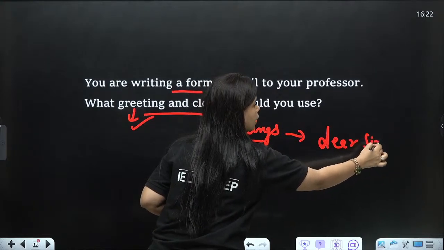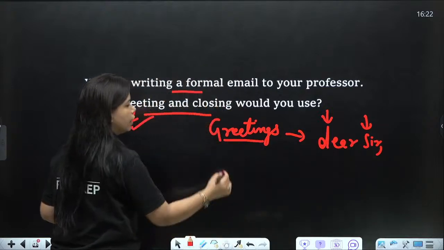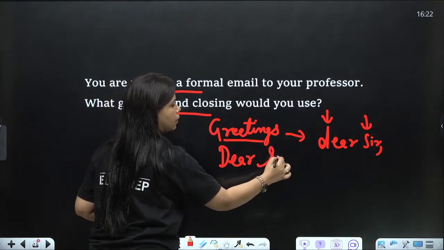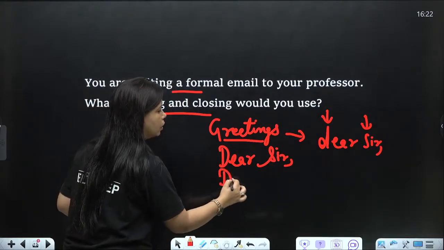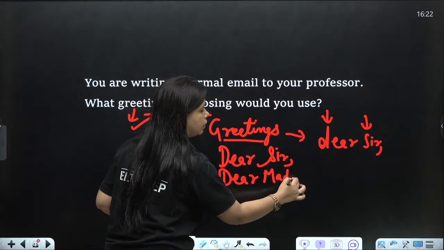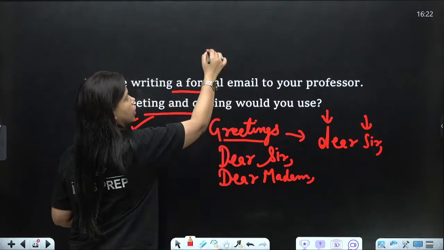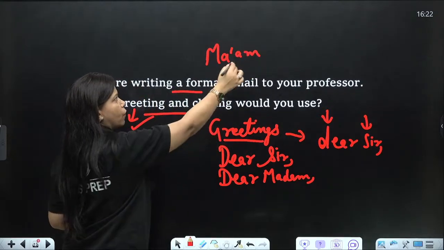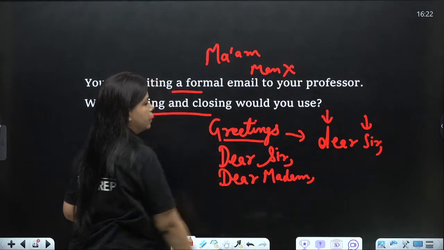Now why exactly is this wrong? We cannot have a small d and small s here. What we can do instead is write Dear with a capital D and Sir with a capital S, and a comma. That's acceptable. Another option, of course, if the teacher is female, is you can write Dear Madam, and you can write Ma'am also. For ma'am, please use these spellings: M-A apostrophe A-M. If you are using M-A-M, that's not the correct spelling.